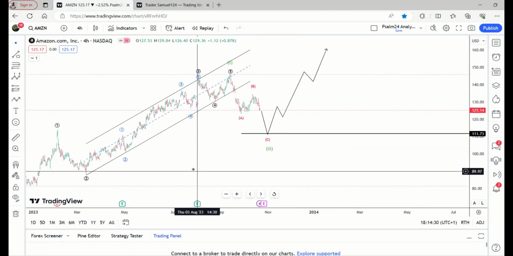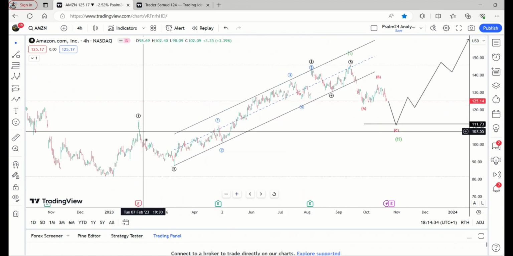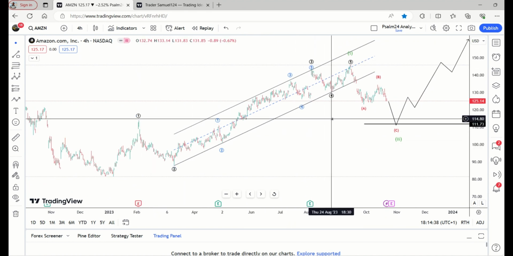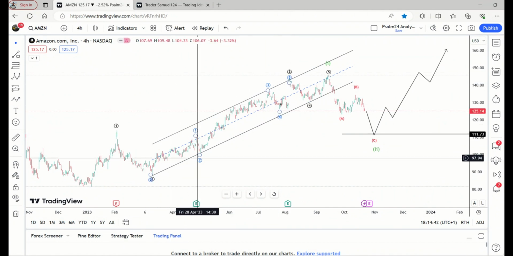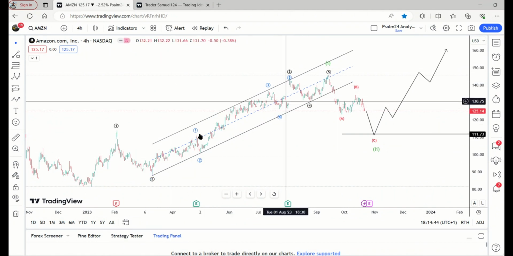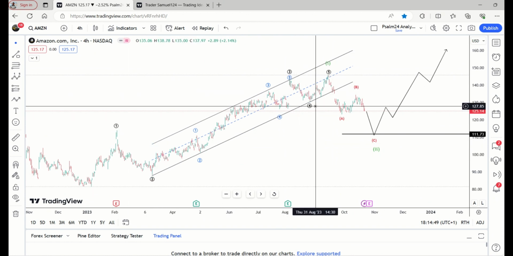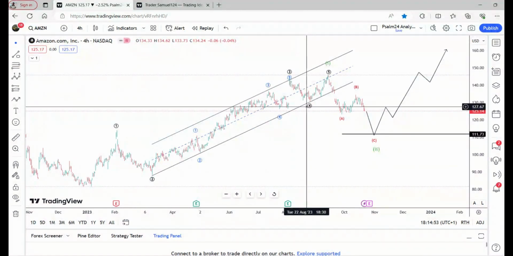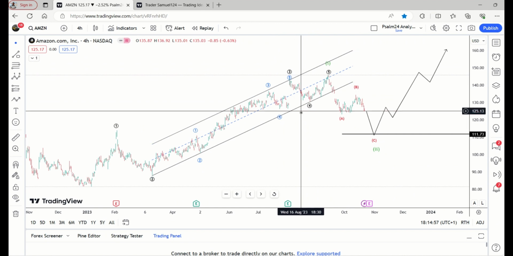So what we are seeing on Amazon is the completion of a 5 wave impulsive move to the upside, wave 1 to 3, which is the longest, wave 4, wave 5. This is following the principle of alternation. This is a deep correction and we are having a shallow correction. So if you have a deep correction in wave 2, then you should expect a shallow correction in wave 4. That is according to the principle of alternation in Elliott wave analysis.